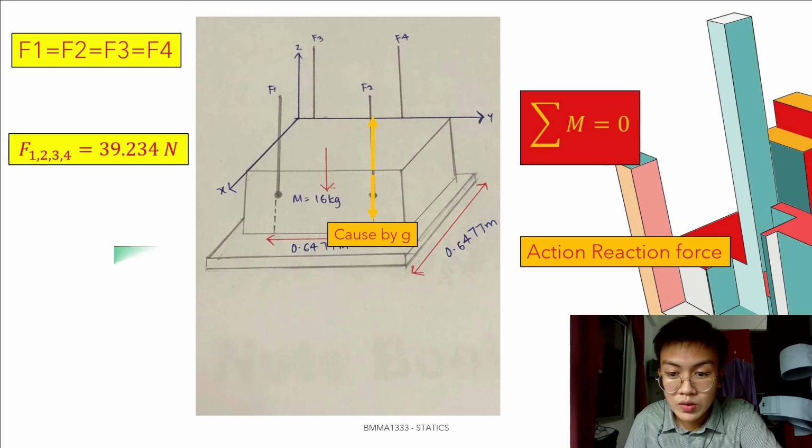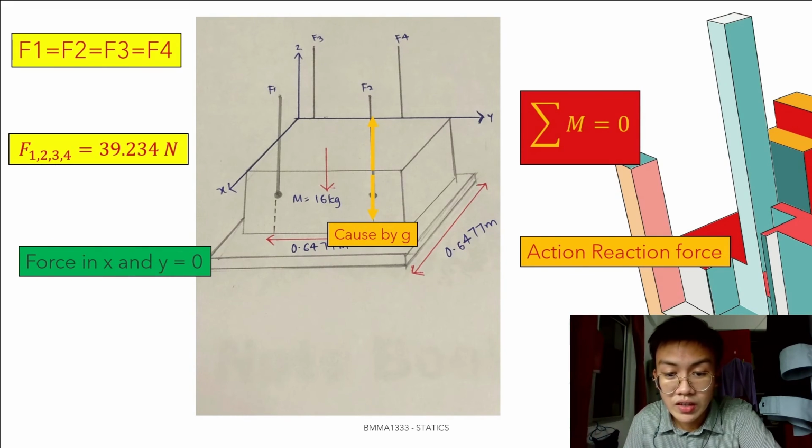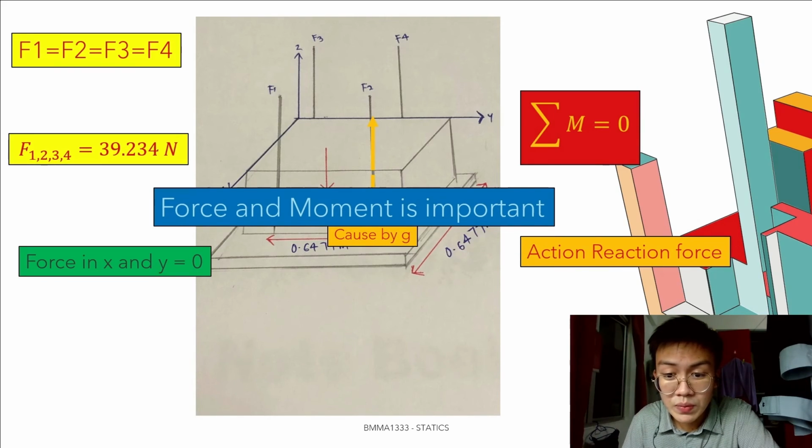Next, since there are no forces acting in the x and y directions, the force acting in the x and y of the body is equal to zero, because the force holding the cassette on the ceiling is in the z direction only, based on the FBD that we have drawn. And finally, to stabilize the system, the force and moment are important and cannot be ignored. They depend on each other. The bigger the force, the greater the moment.